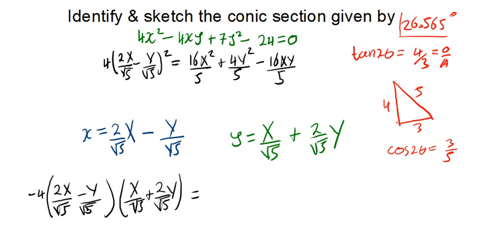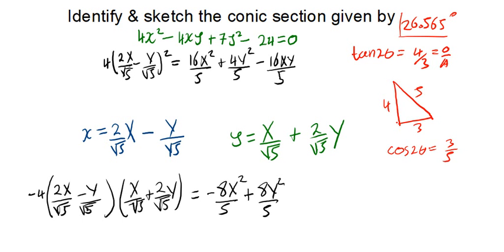So for this one, if you take it step by step, you're going to get minus 8x squared divided by 5. Then for the y, I think that's also going to be positive 8. Okay, that will be positive 8 there, 8y squared divided by 5.